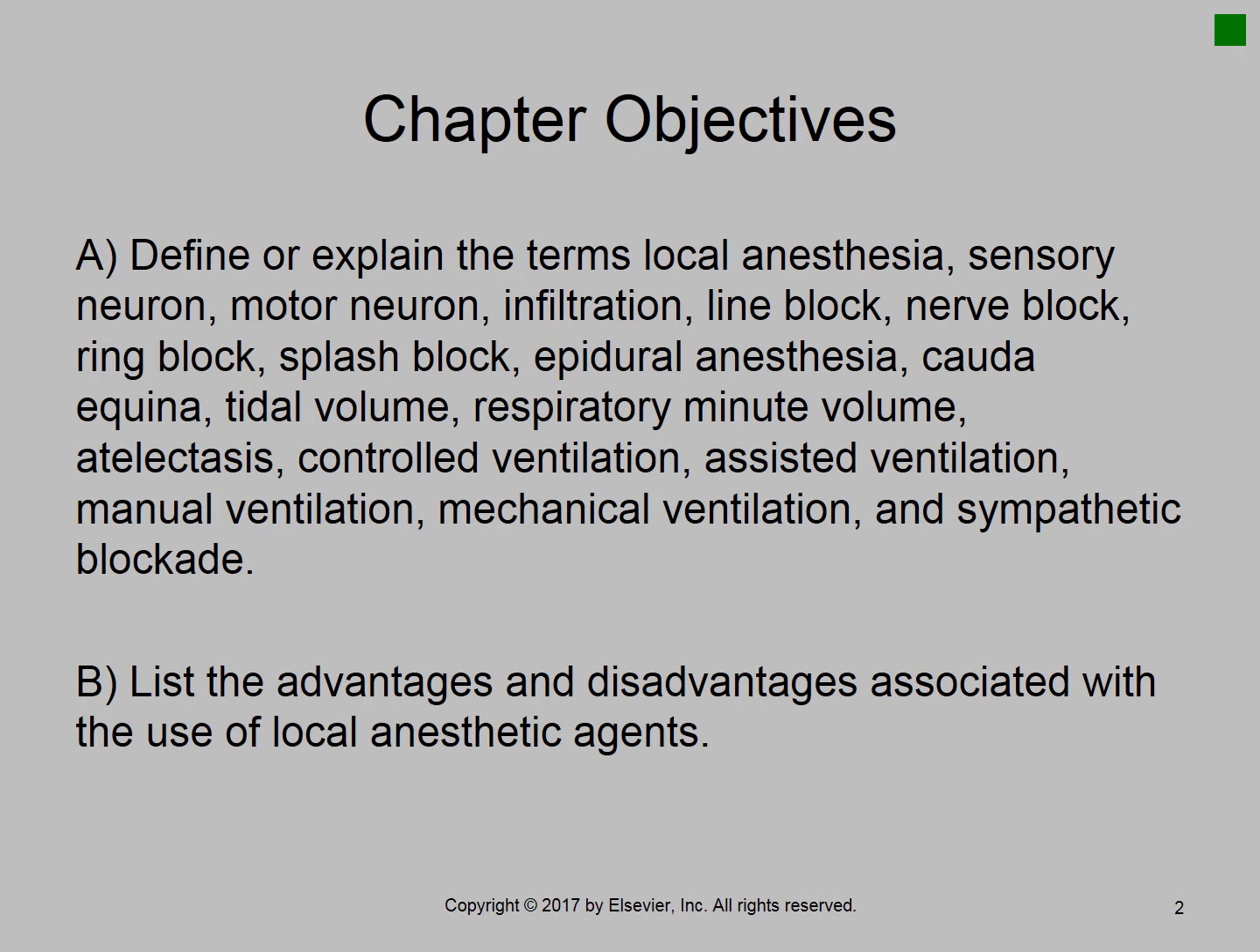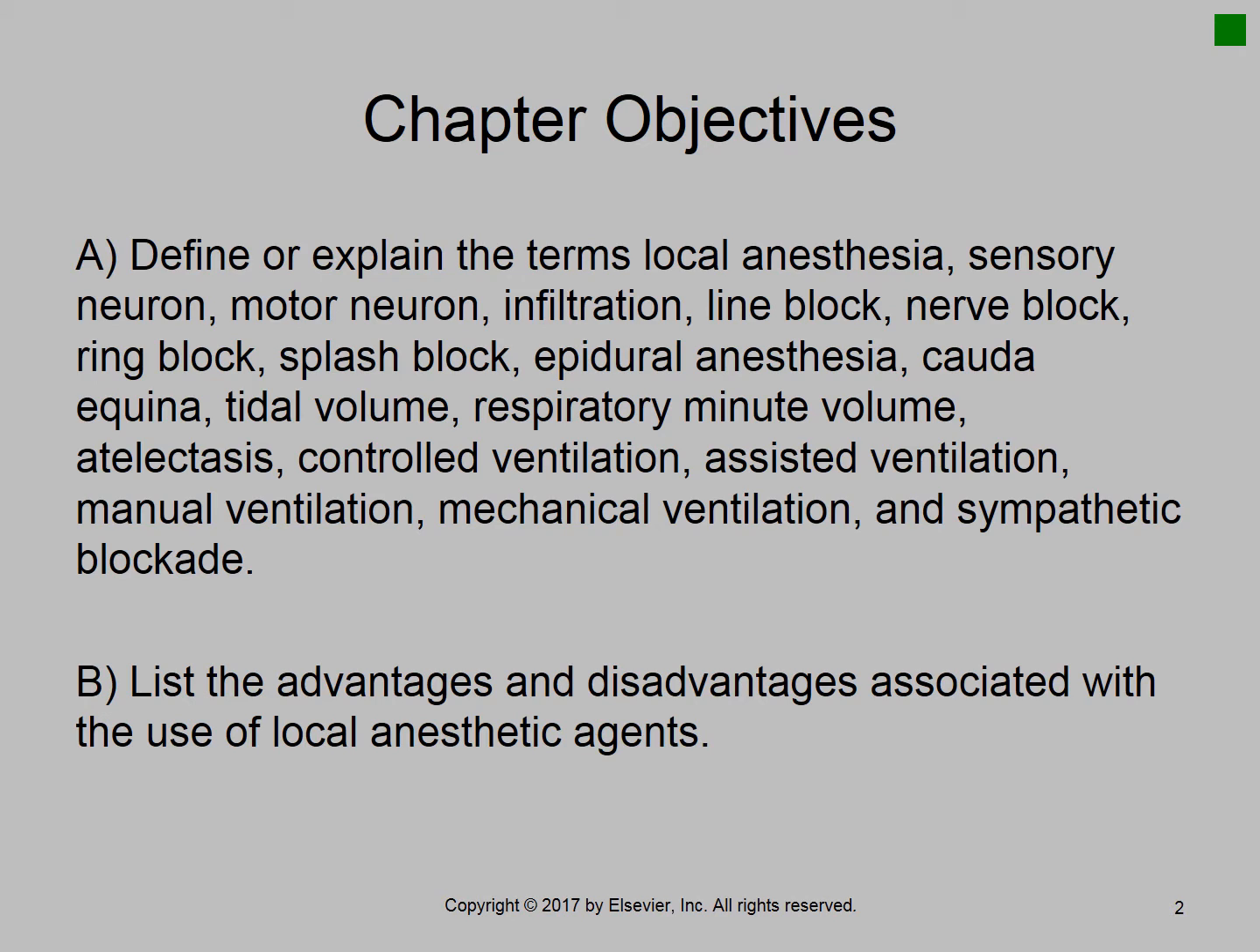The objectives for Chapter 7 are to define or explain the terms local anesthesia, sensory neuron, motor neuron, infiltration, line block, nerve block, ring block, splash block, epidural anesthesia, cauda equina, tidal volume, respiratory minute volume, atelectasis, controlled ventilation, assisted ventilation, manual ventilation, mechanical ventilation, and sympathetic blockade. And that's why before you started this chapter, you had to go through the nervous system and the respiratory system, and to a degree the circulatory system.